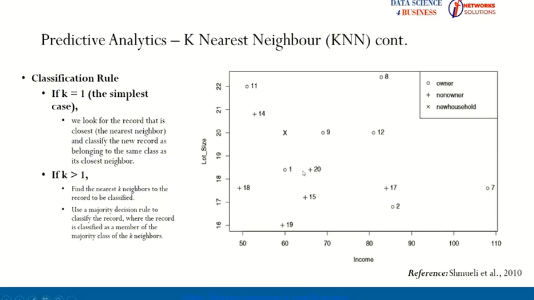If I'm looking at 4, I might add this 20 here. But if I'm looking at 3, for example, I might say 14, 9, and 1. It's always good to pick odd numbers so that it will be easy to break the tie. So now I'm looking at 3: 14, 9, and 1. Out of these 3, this is an owner, this is an owner, making 2. This is a non-owner. So if I'm going to predict for X, what will be the category of X?